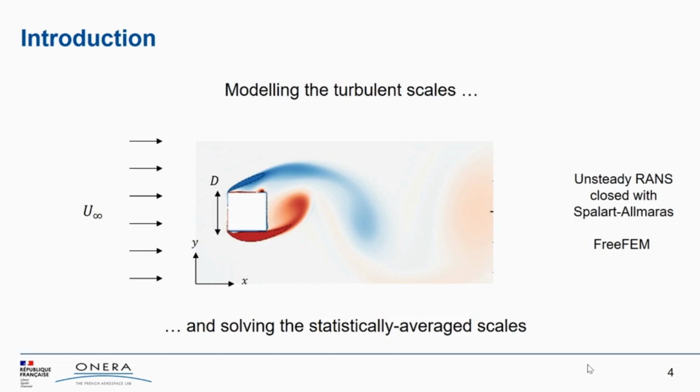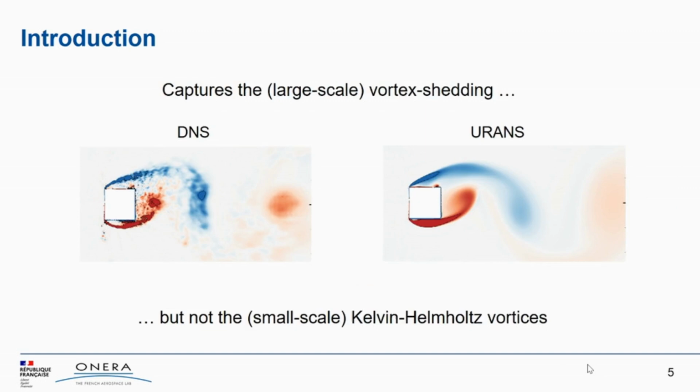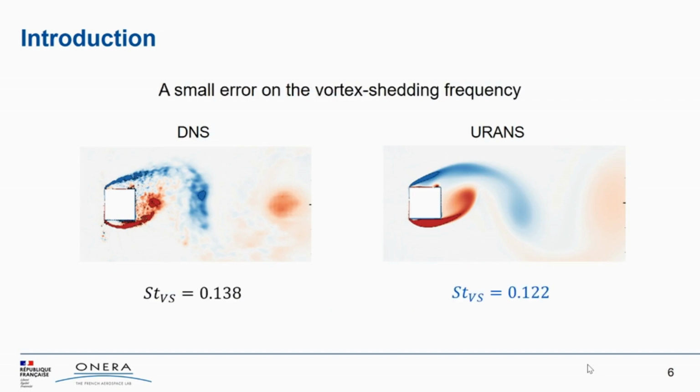This is how we have computed the solution in front of you on the figure, where you see the large scale vortices that are shed by the cylinder. Clearly, the unsteady RANS simulations are able to capture the large scale vortex shedding, but not really the small scale Kelvin-Helmholtz vortices. This is quite obvious when you compare the two figures.